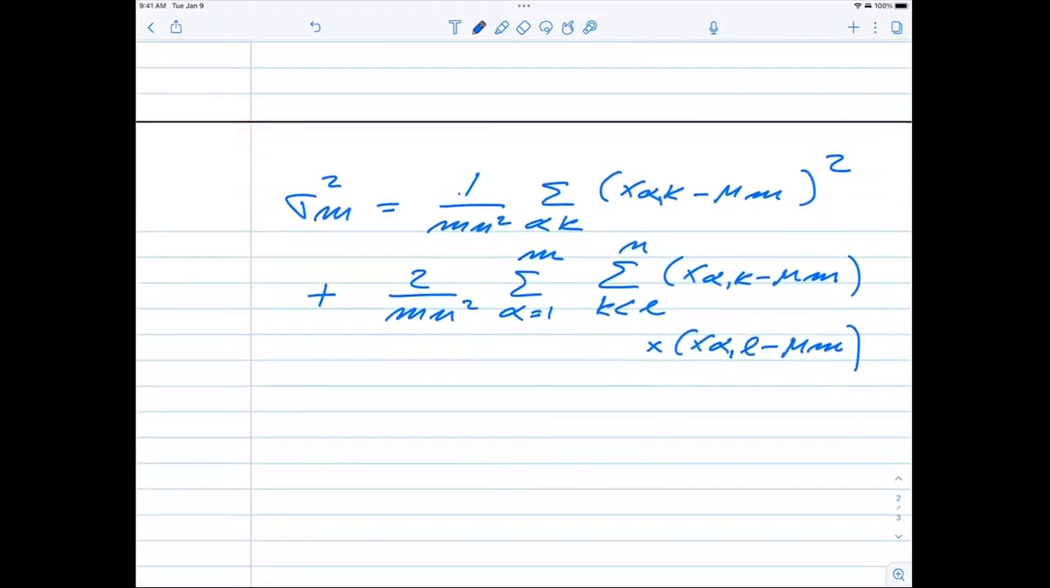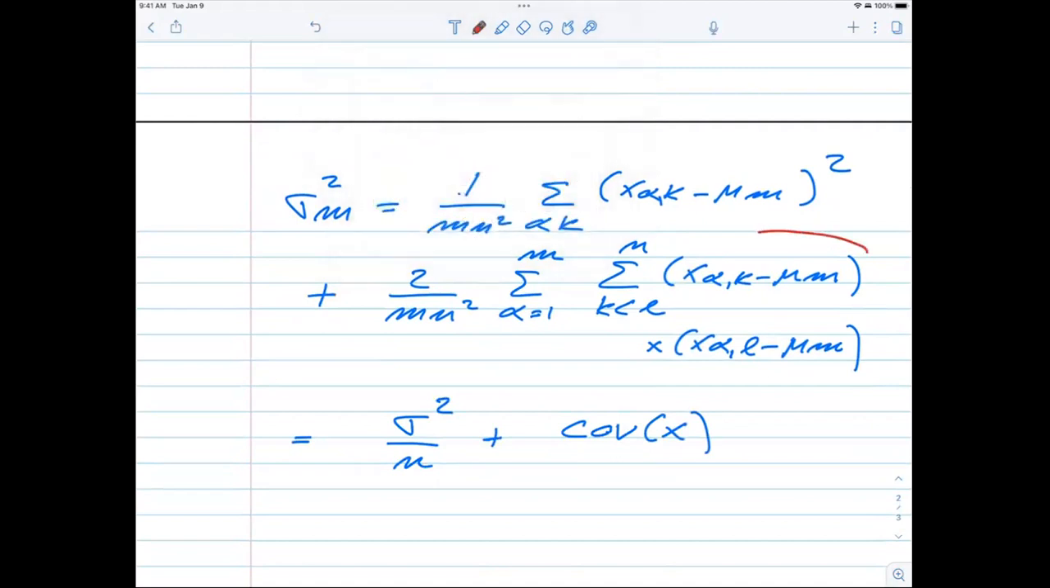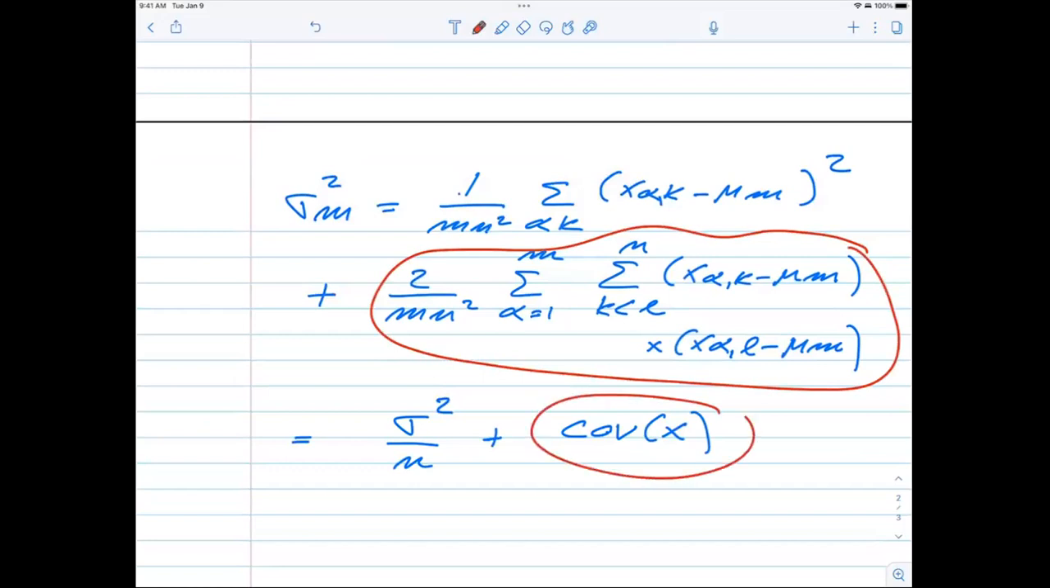So if we now rewrite this in terms of the sample variance, we have this sigma squared divided by n plus what we call the covariance of these quantities x. And the covariance is now given by the equation which we have here. So this is the definition of the covariance for this specific case.